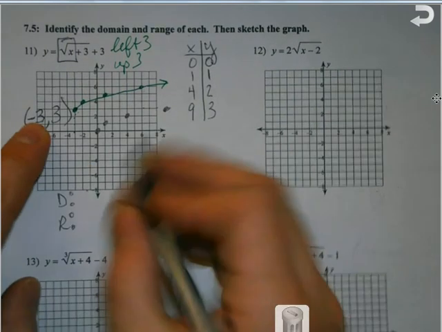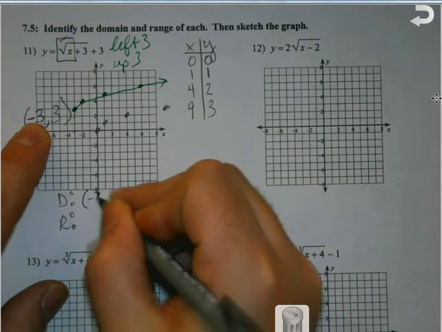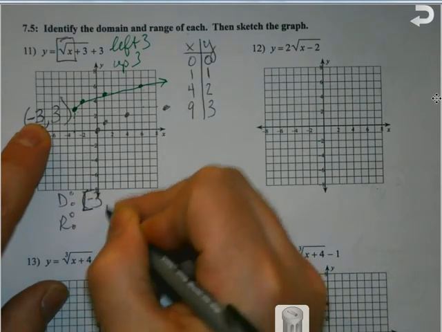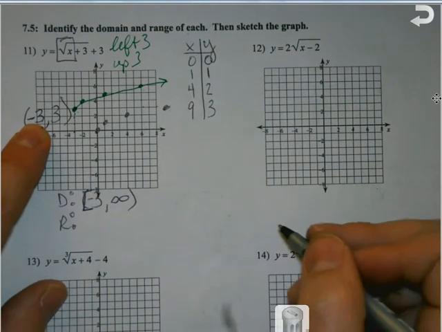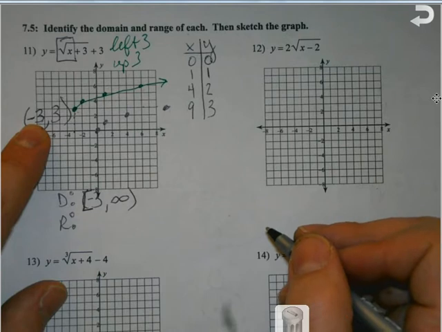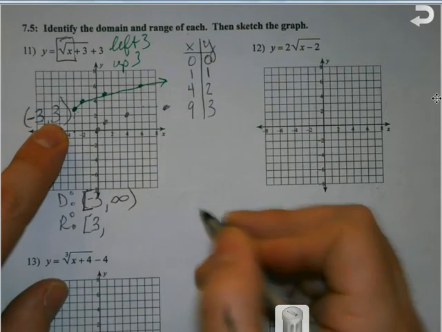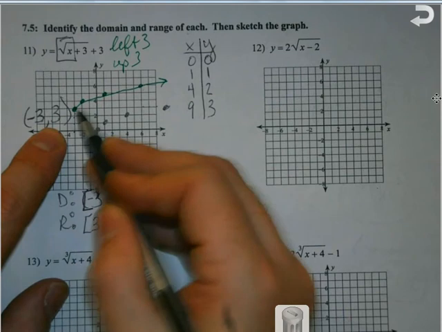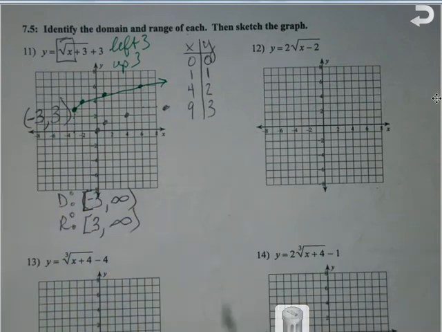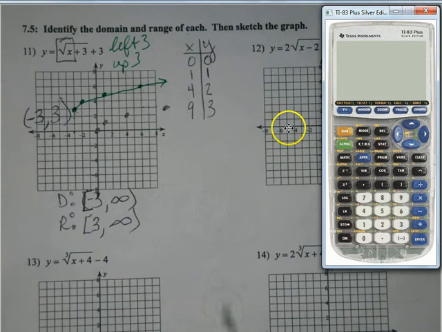My domain starts at -3 and heads forever to the right, so -3 to infinity. And my y values start at +3 and go on forever. Now again, some of you are saying, I thought you said though we could do this on the calculator if we didn't get something. You absolutely can. So what we're going to do is we type this into the calculator.